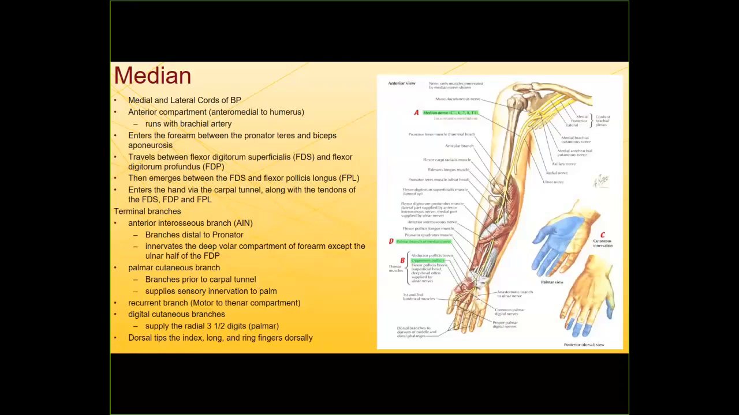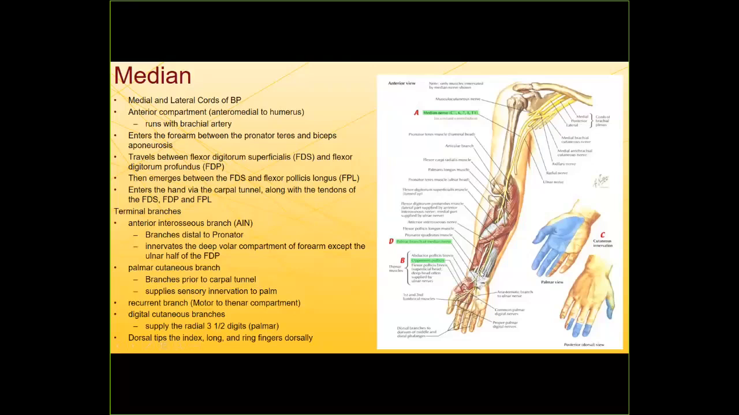And then another thing that happens before the median nerve enters into the carpal tunnel is that it actually sends off a palmar cutaneous branch, and that's what this is right here, coming off. And that cutaneous branch doesn't go through the carpal tunnel. It actually comes in here and gives us sensory information to the palm of our hand. That's what its job is, okay?